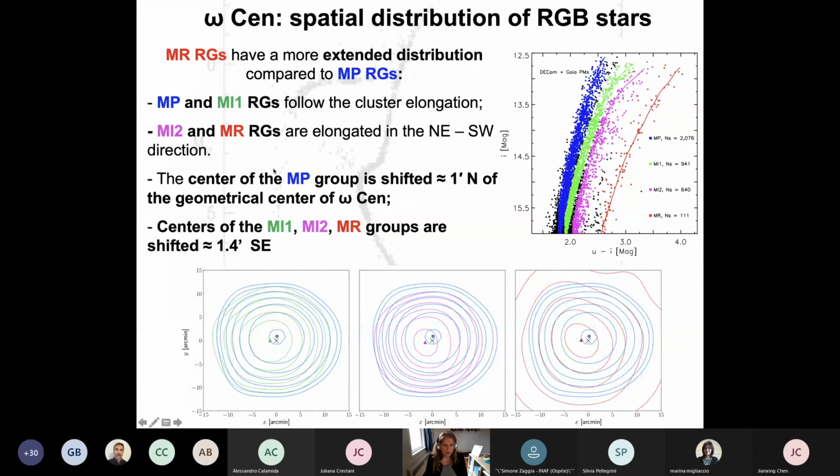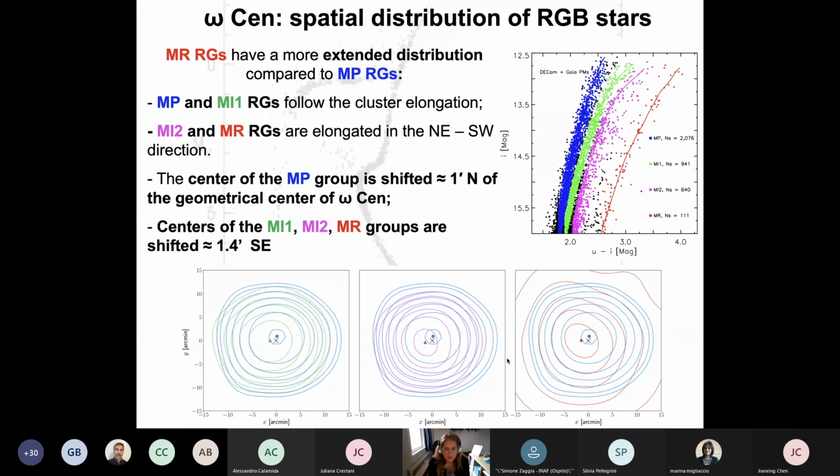And as you can see here, we produced isodensity contours of the different groups of stars. Especially if you look at this plot, you can see that the more metal-rich stars show a more extended stellar distribution, and also the metal intermediate one, the purple one, while the more metal-poor stars, these groups here, have a less extended spatial distribution.